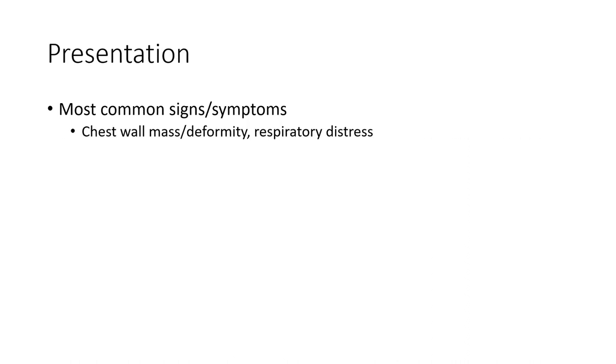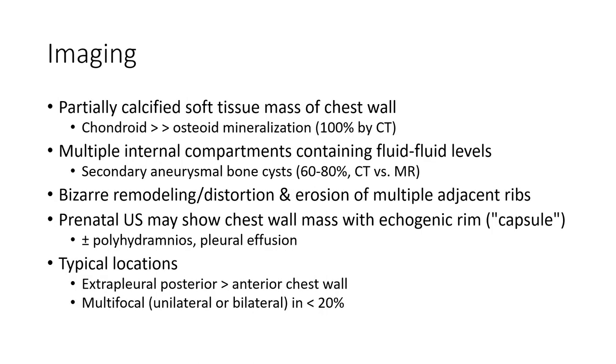Most common signs and symptoms: chest wall mass, deformity, respiratory distress. Imaging: partially calcified soft tissue mass of the chest wall. Chondroid or osteoid mineralization in 100% by CT. Multiple internal compartments containing fluid levels, with secondary aneurysmal bone cysts in 60 to 80%.